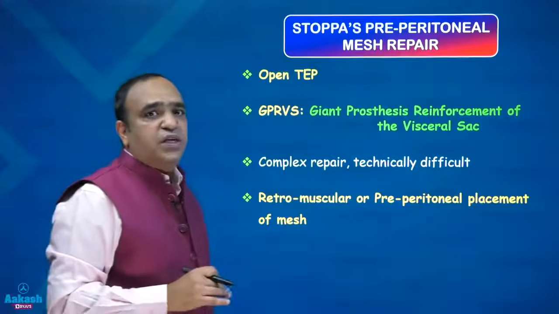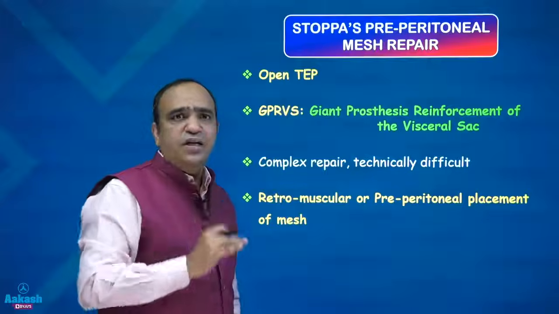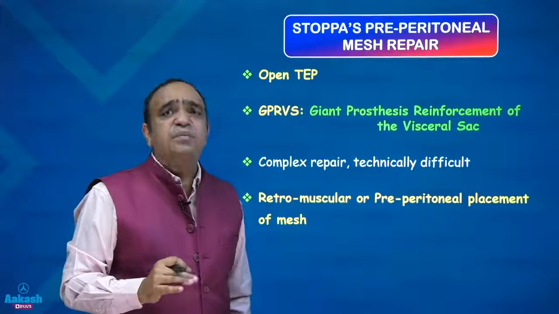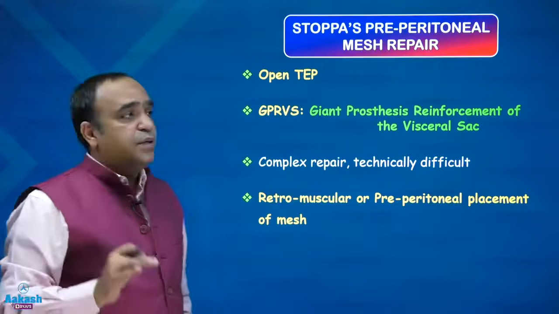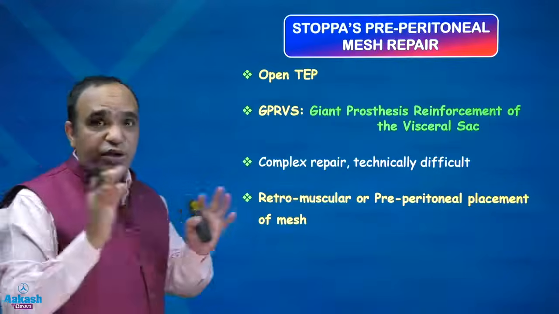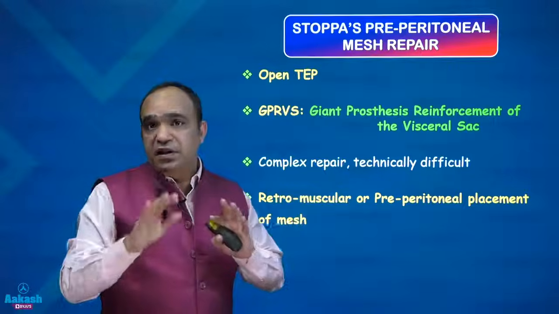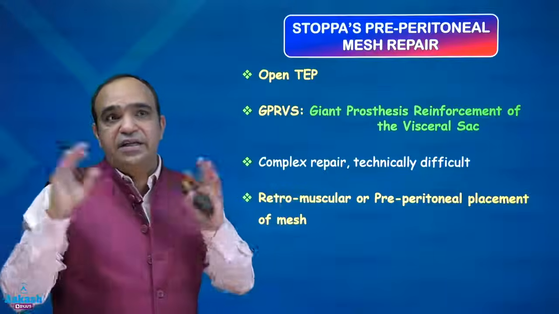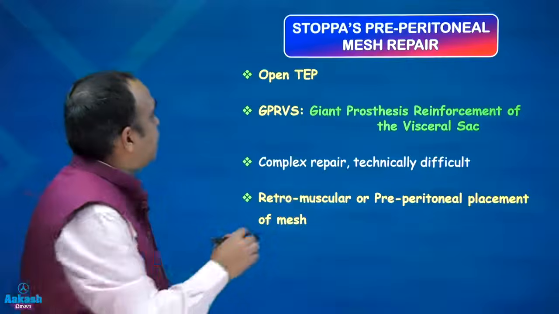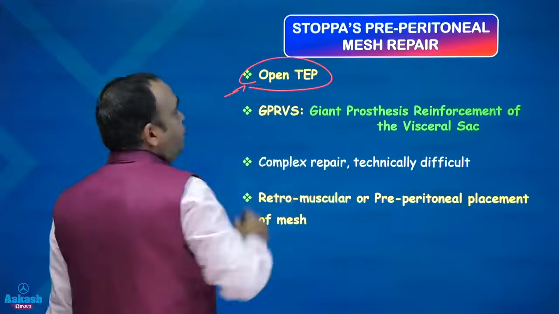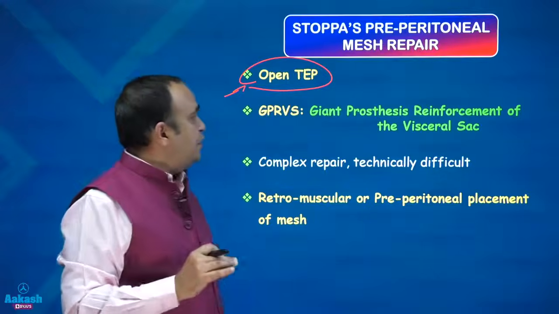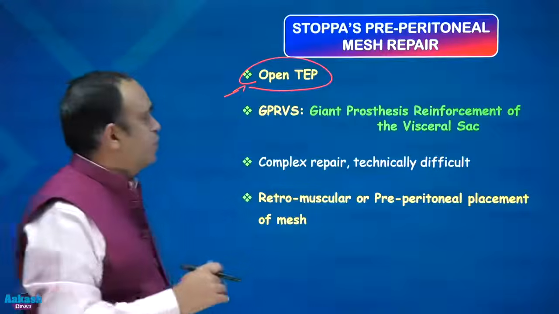Now another type of mesh repair which was used in older times is the Topaz preperitoneal mesh repair. It's technically difficult, but it's a very good type of mesh repair, very important. Recurrence rate is again very low, and it also takes care of all the defects, inguinal, direct, indirect, the complete myopectineal orifice, even the femoral defect is taken care of. And this is comparable to the TEP, which is a laparoscopic repair, that is total extraperitoneal repair. It's an open technique of doing TEP.